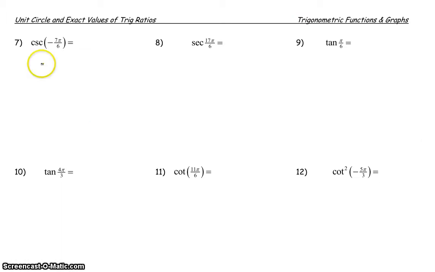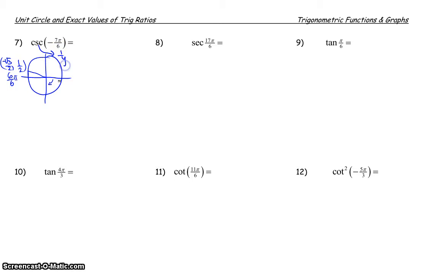Okay, cosecant of negative 7 pi over 6. Okay, so negative, we're going this way. 7/6, so that's more than 6/6, right, which would be pi. One more, in fact, so we'd be here. Okay, we can get our coordinates. Big x, negative root 3 over 2. Little y, positive.